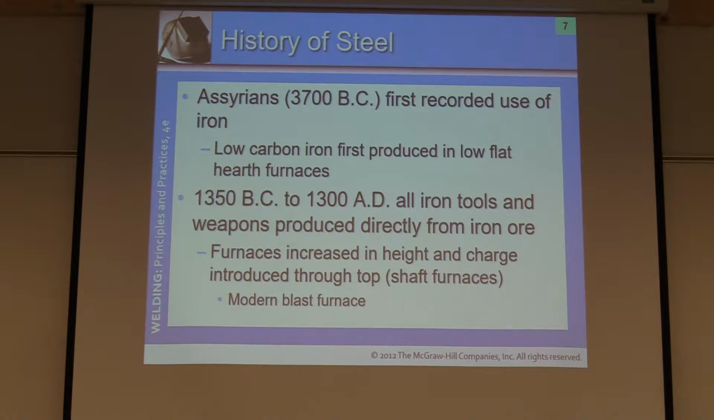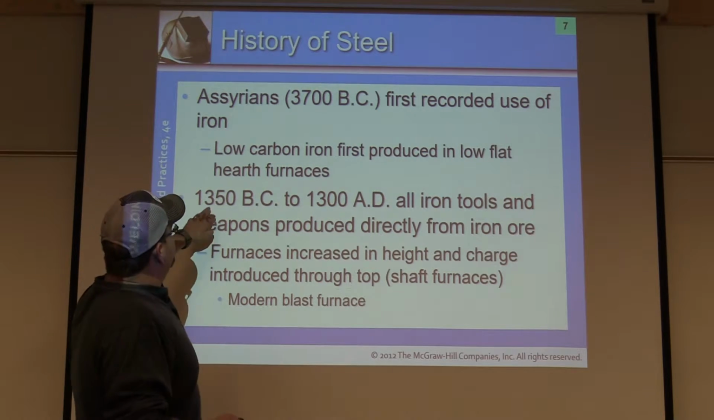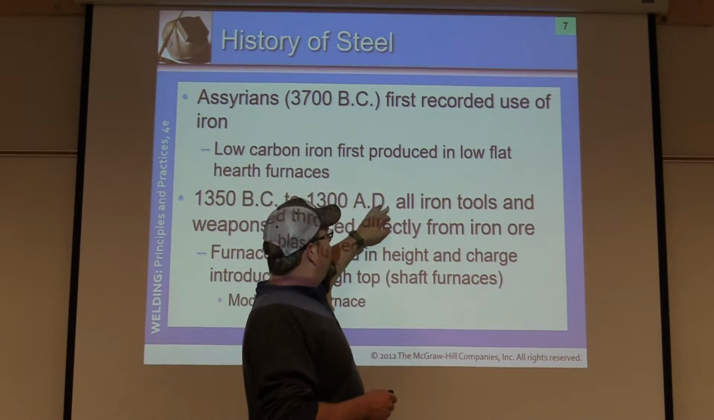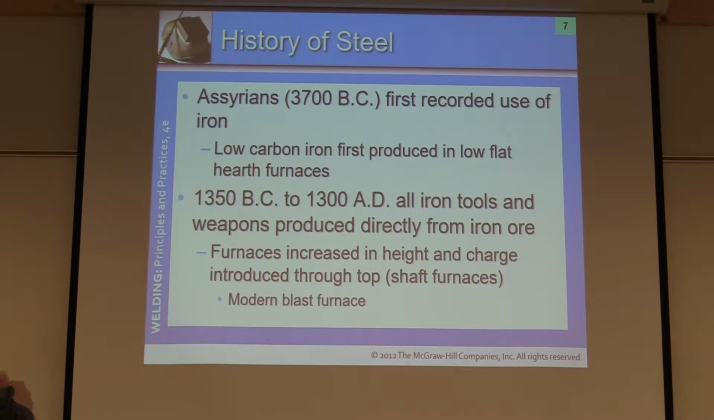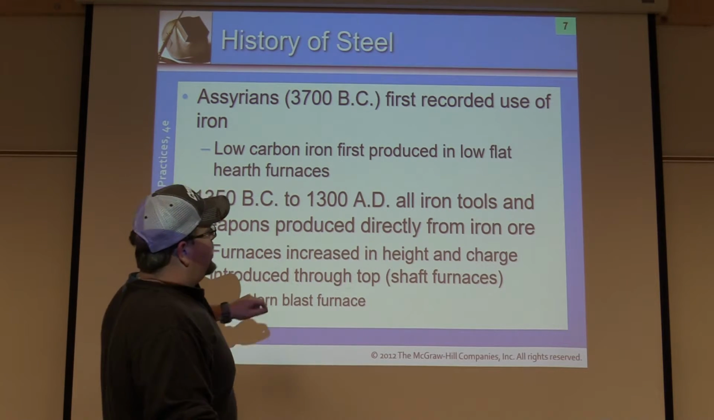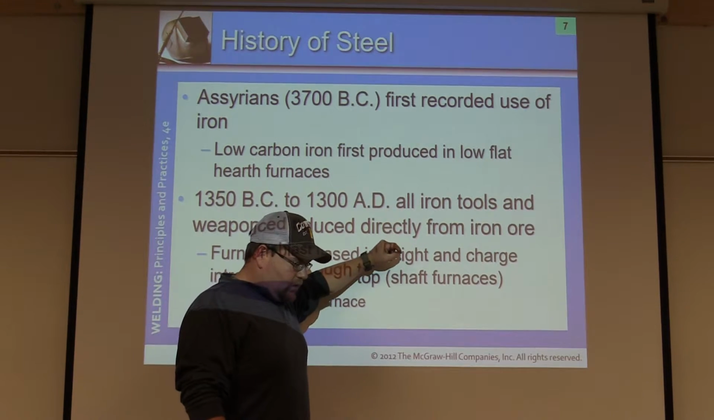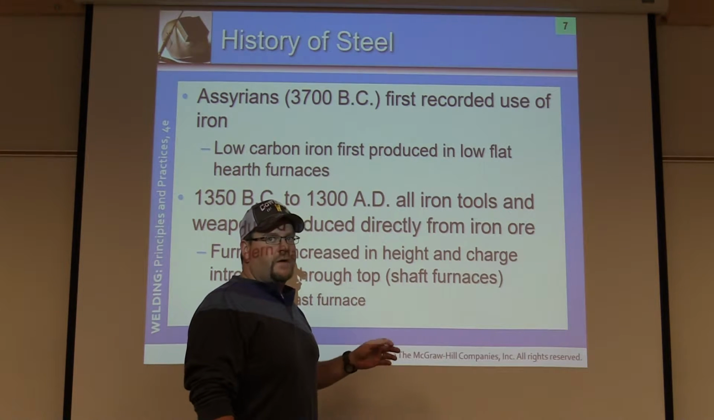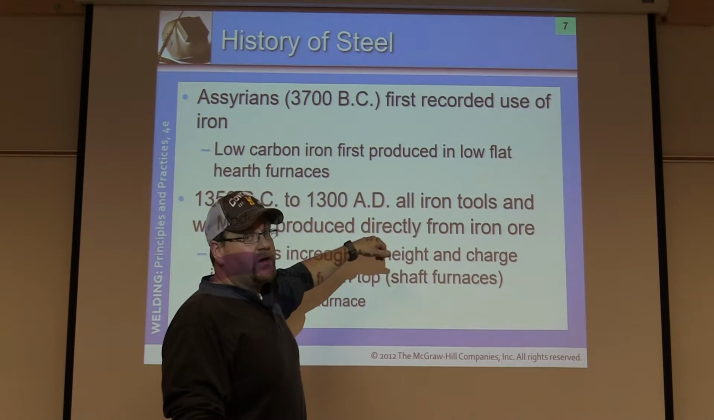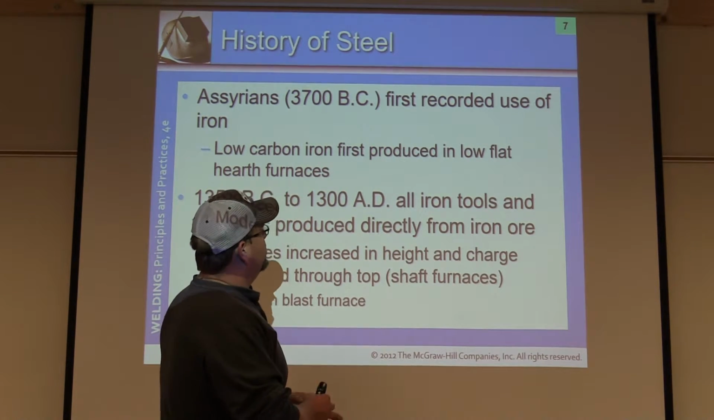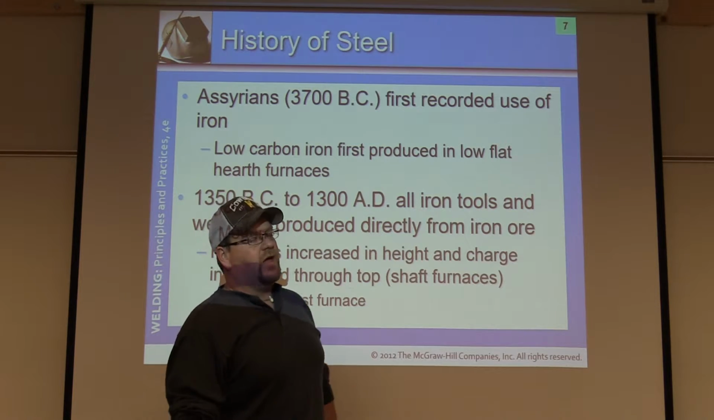The Assyrians, 3700 before Christ, first recorded use of iron. Low carbon iron first produced in low flat hearth furnaces. 1350 BC to 1300 AD, all iron tools and weapons produced directly from iron ore. So there wasn't a lot of application of carbon built into this. Now, around this time, actually before this time, during the Viking era, they started figuring out that there's some stuff you could add to it to gain some properties.